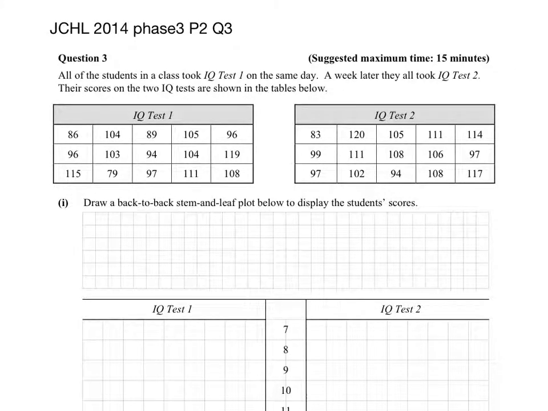Junior Cycle Higher Level 2014 Phase 3 paper 2, question 3. This is a statistics question, and it starts off by giving you some data, two sets of data, which we're going to probably be asked to compare against each other. And the first thing it asks is for a back-to-back stem-and-leaf plot.